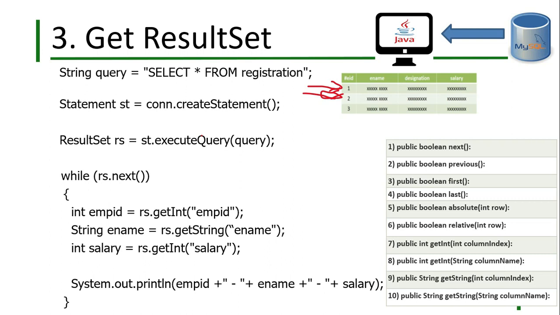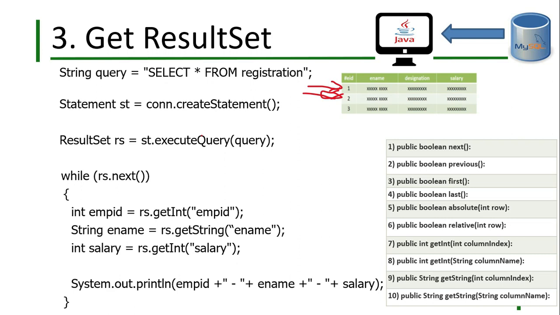Absolute, if you want to go directly to a specific row, can be done by specifying the row number. For example, if we want to go to the 2nd row, we specify 2 as an argument to this function, and we directly move to that 2nd row. The relative function is used to traverse from the current row by a positive or negative value.